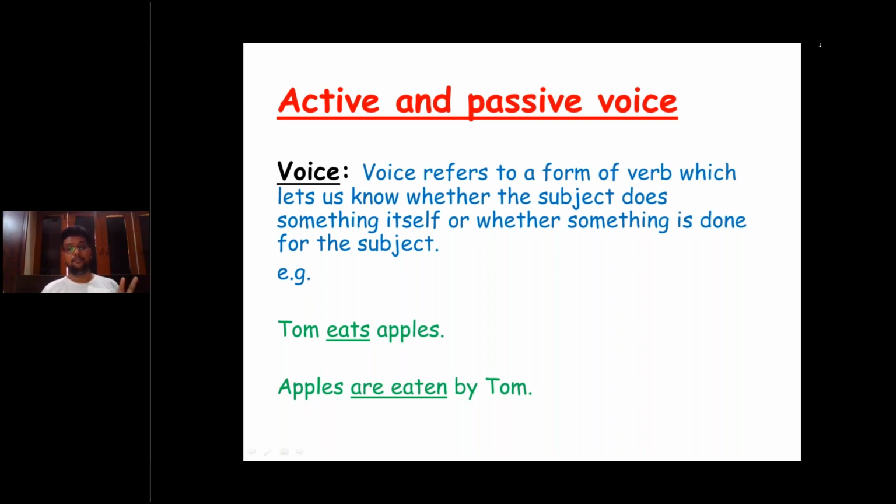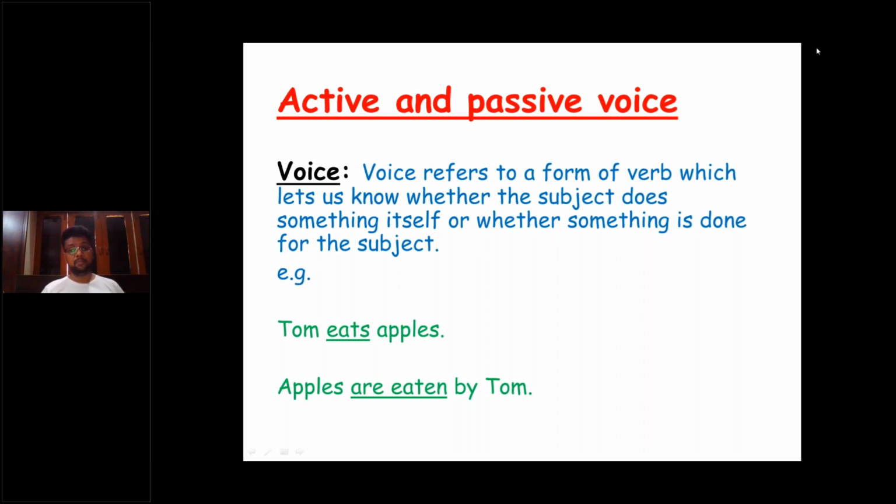Whenever we talk about active voice or passive voice, we are trying to lay our emphasis upon whether the subject is doing something or something is being done for the subject. That is, the object is doing something. For example, Tom eats apples. This is active voice. The subject is doing something. An activity is performed by Tom. Tom is exercising an act.